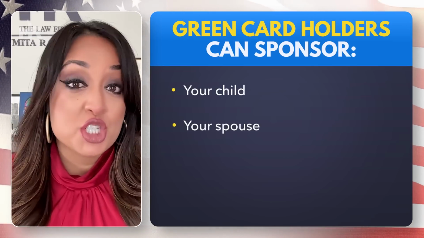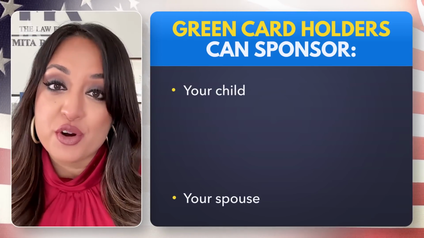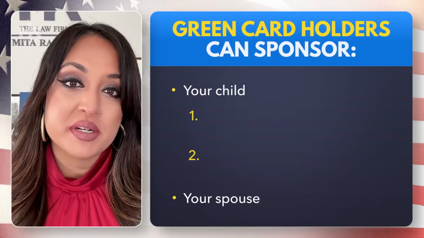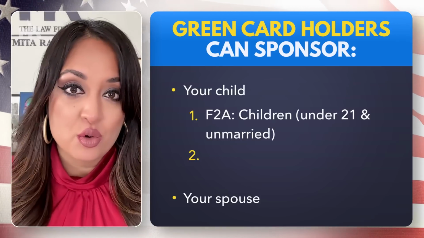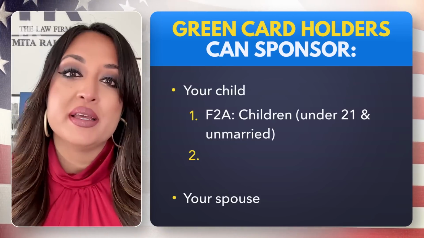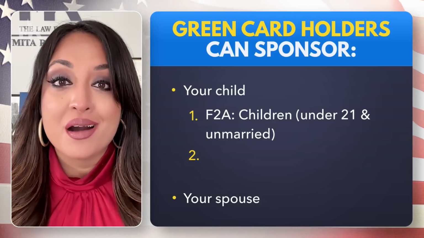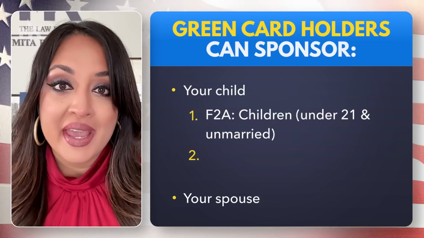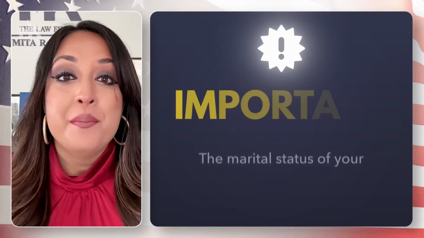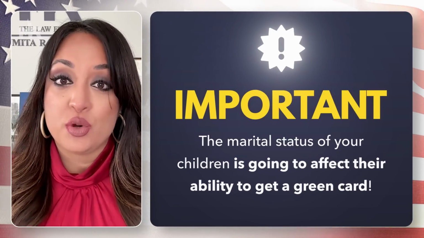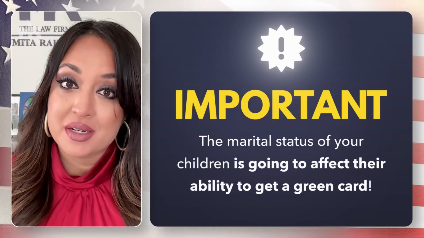When it comes to your children, this category is further broken down into two more categories. First will be called your child, or the F2A category, and the F2A category includes children who are under 21 years of age who also happen to be unmarried. Make note, marital status of your children is going to affect their ability to get a green card greatly.